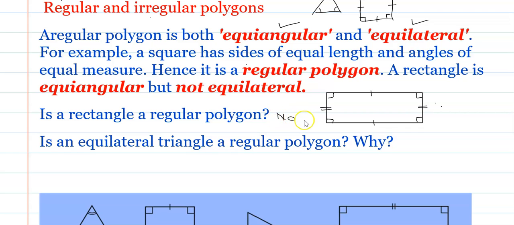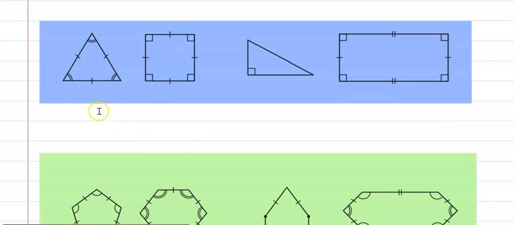Yes, here the equilateral triangle is a regular polygon. Okay. This square is a regular polygon. But what about here? This triangle is not a regular polygon. The rectangle, though all the angles are equal, the sides are not equal. Therefore, this is not a regular polygon.